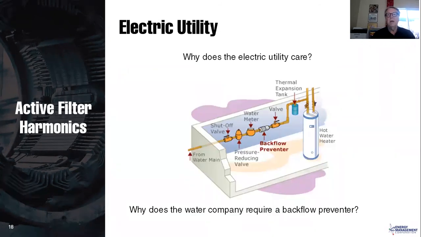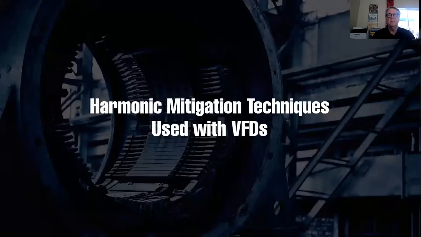Why does the utility care? Because there's no backflow preventer. On a plumbing system, you have a backflow preventer. It prevents dirty water on your side of the plumbing from getting back into the utility supply. Unfortunately, there is no such thing as an electrical backflow preventer. So maybe some of you smart guys can figure that out. If you could figure out a backflow preventer that prevented harmonics from flowing back into the utility, you might make a lot of money. So since there's no backflow preventer, the way we have to handle this is simply by doing measurements and by limiting the amount of pollution that you can put on the utility system.